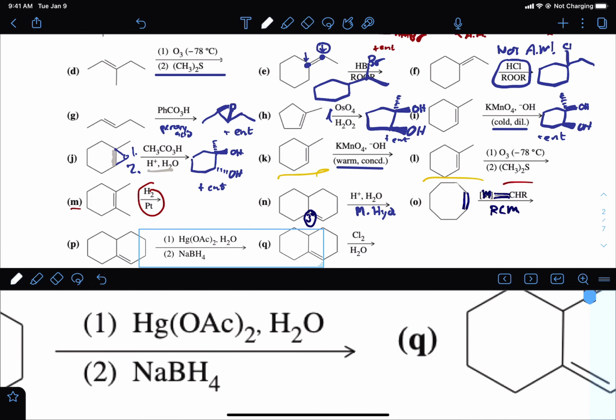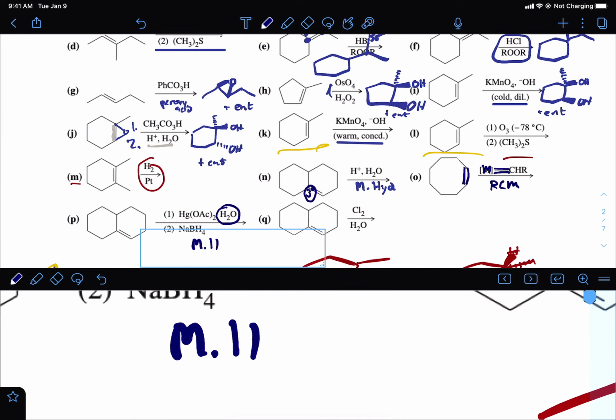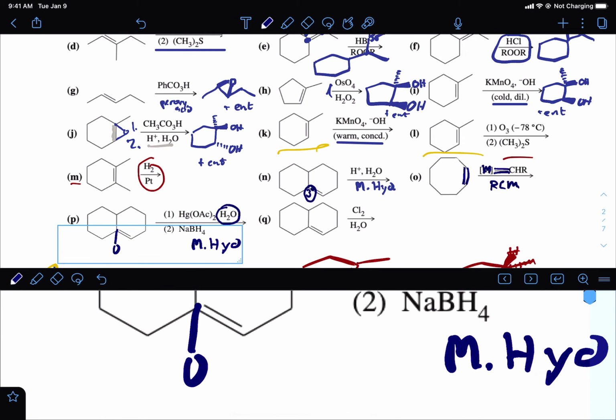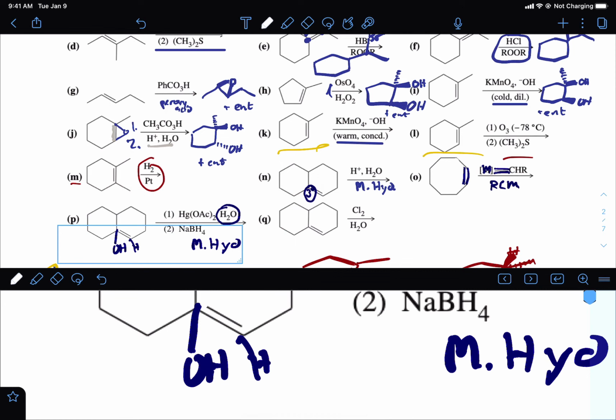Okay. Here's our oxymercuration demercuration. We talked about alkoxymercuration demercuration. So we are aware that there is a variation where an alcohol would be used here instead of water. But this is also Markovnikov hydration. And so you get the same product, the OH there, the H there, and the pi bond gets used up.